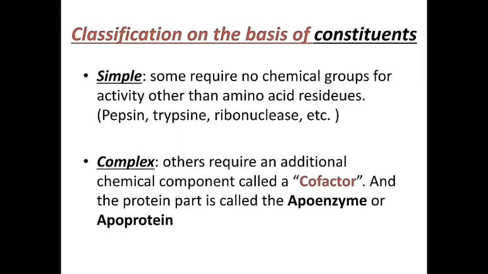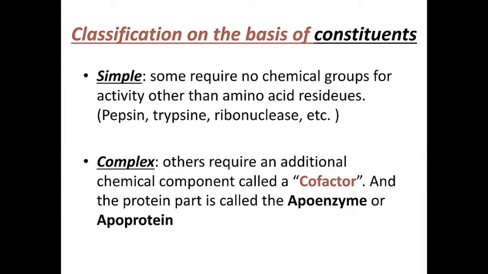Now let's look at the classification of the types of enzymes present. The classification can be done on the basis of two things: on the basis of constituents, or what they are made up of, and on the basis of the reactions they catalyze. At first, let's look at the classification on the basis of constituents.